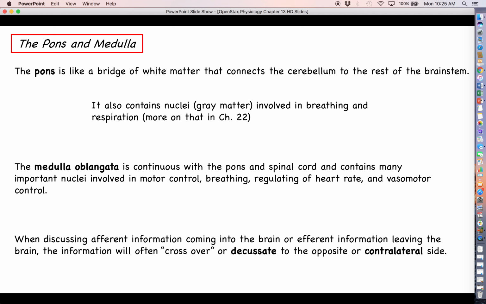One thing that we can go ahead and talk about is that we've already mentioned that afferent and efferent information have this tendency to decussate, or cross over to the contralateral side of the brain or of the body, at different points. And we can go ahead and mention now that very often, if this crossing over occurs, it happens at the level of the medulla. So let's take a look at that.